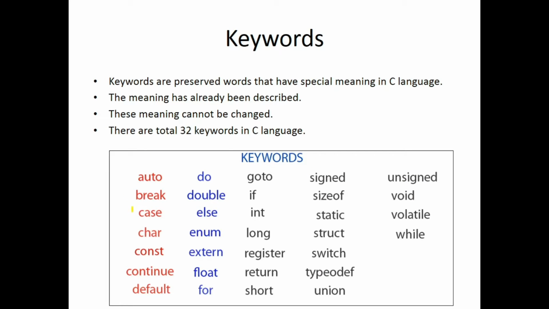So what is a keyword? Keywords are reserved words that have special meaning in the C language. The meaning has already been described, and these meanings cannot be changed. There are a total of 32 keywords in basic C language. Some of the keywords which we normally use are: auto, do, while loop, for, if, else, case, switch case, sizeof, goto, register, return, int, void, char, and so many more.